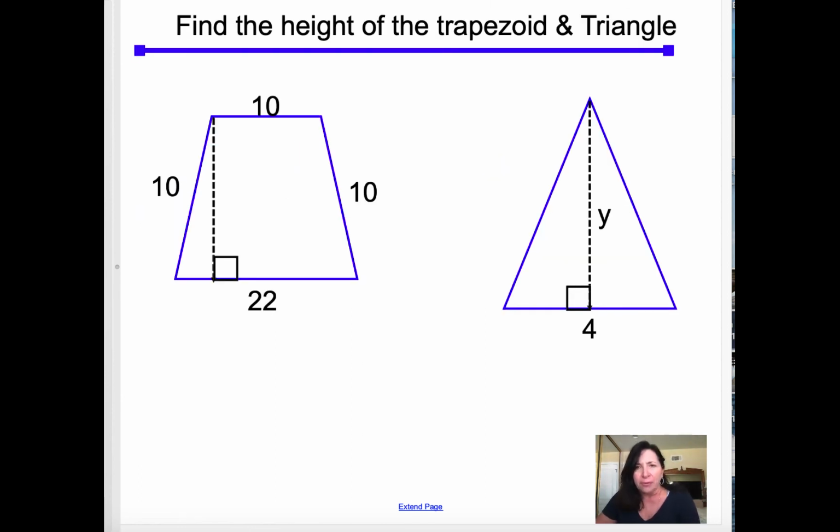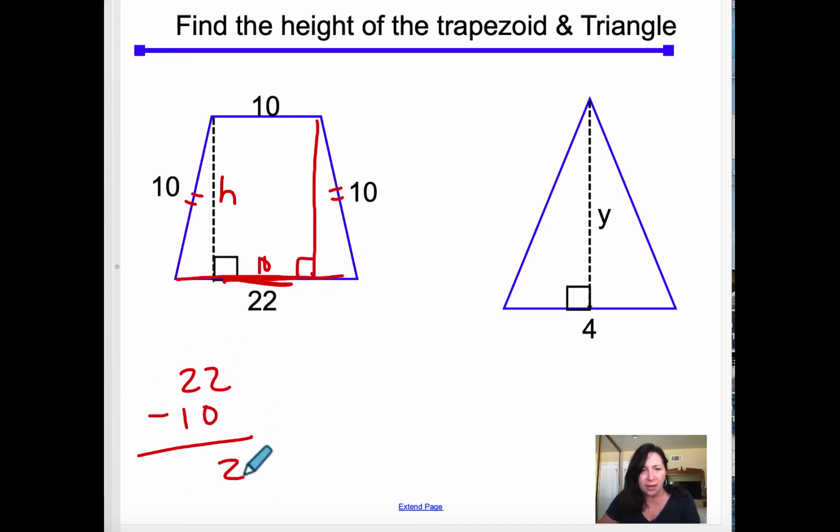Find the height of the trapezoid. So what we know is the height, which we'll call h. This is an isosceles trapezoid, right? So that means it's symmetric, meaning that side has to be the same as that side too, right? So if I know that this distance from here to here is 10, and the whole distance is 22, 22 minus 10 is 12, right? And if this is isosceles, that means that this side and this side are the same value, so that must be 6.